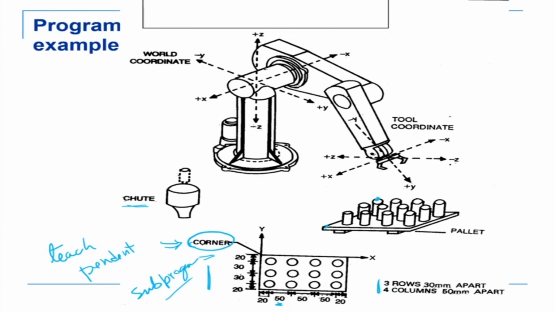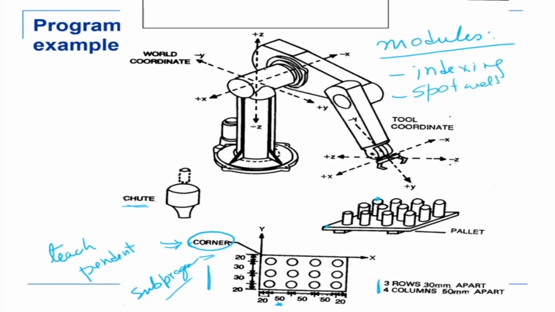So nowadays this is the basic modular way of writing programs. So modules. Modules for indexing. Then modules for spot welding, and others. So these are modules. So the main program can call these modules and perform that task and then go back again. So this is the way most programs are written these days. They are very modular, and you can keep shifting the programs around.